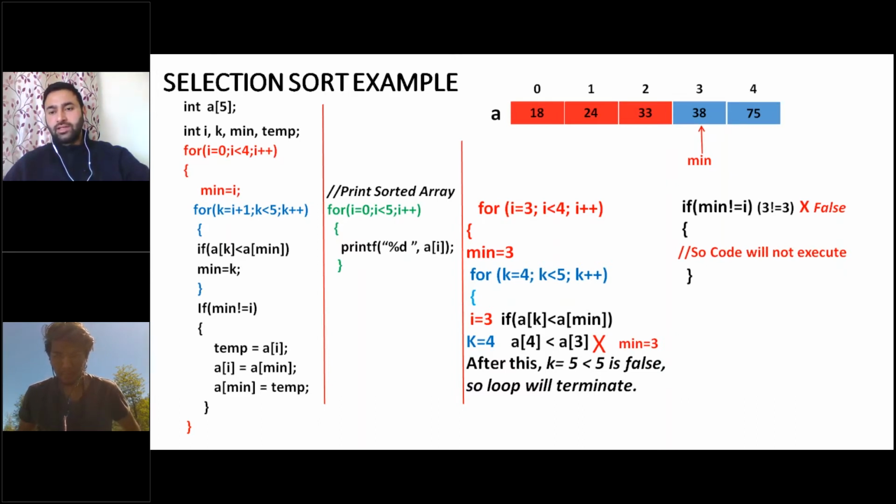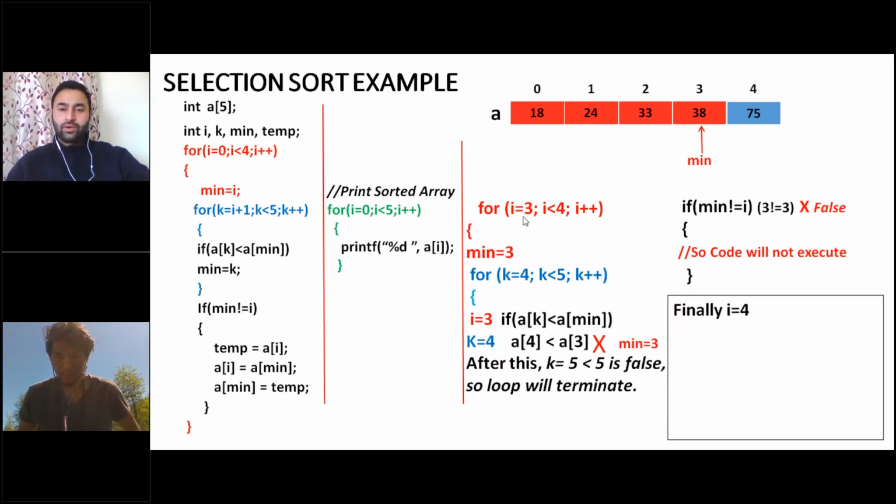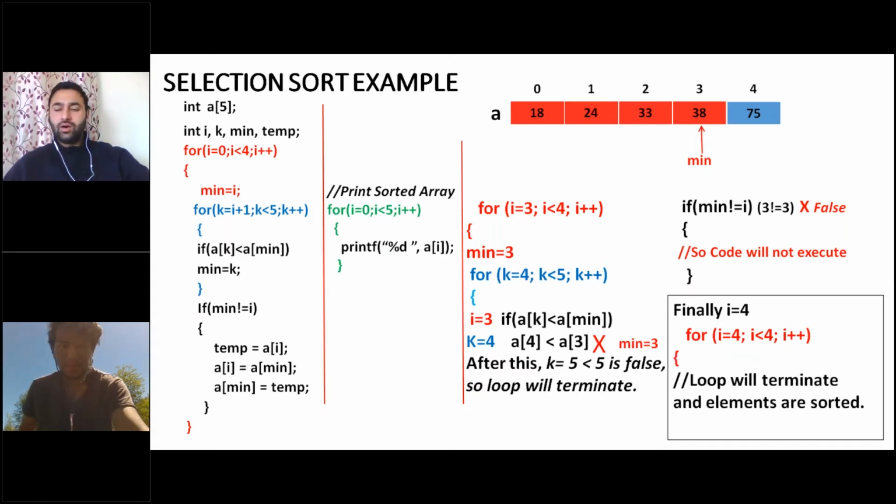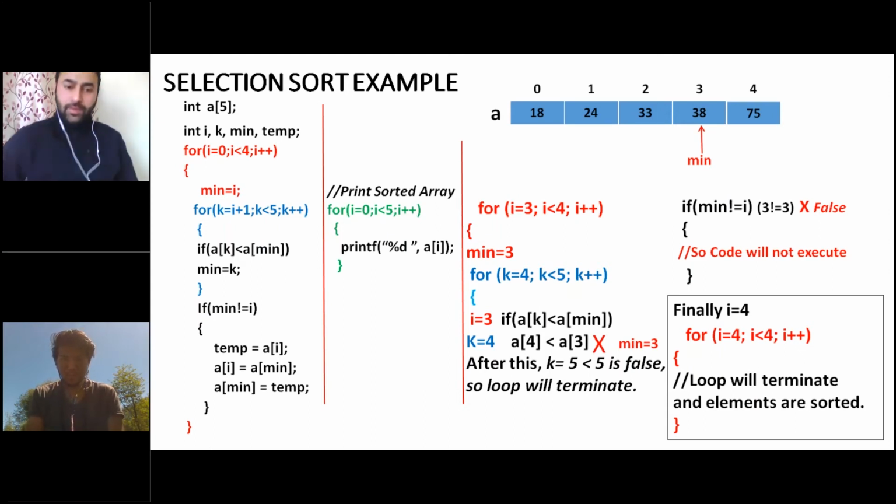And after this, you can see finally the value of I will become 4. Okay, I equal to 4, 4 less than 4 is false. So the loop will terminate. The outer loop will also terminate here. And you can see all the elements are sorted. Okay, so 75 is at its position. You can see all the elements are sorted in this array using selection sort. So this is the code for selection sort. If you have any doubt regarding this, you can ask me now.